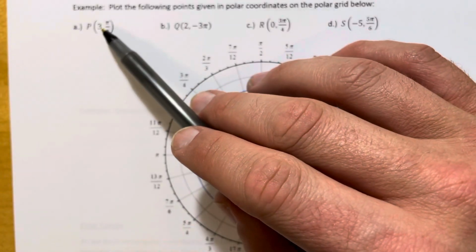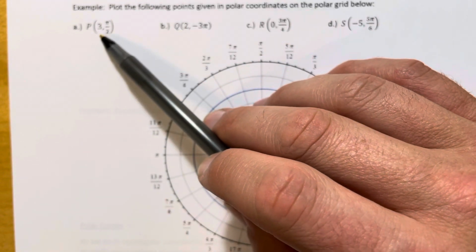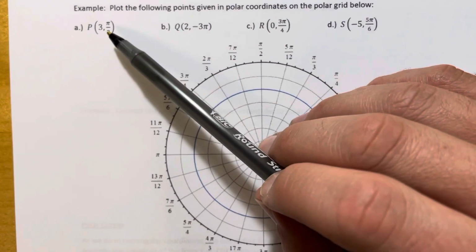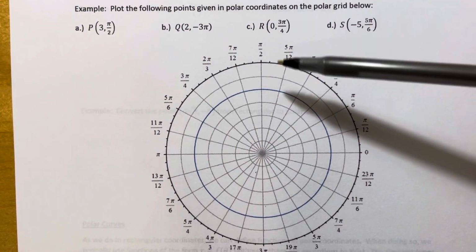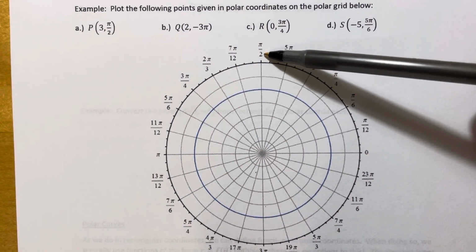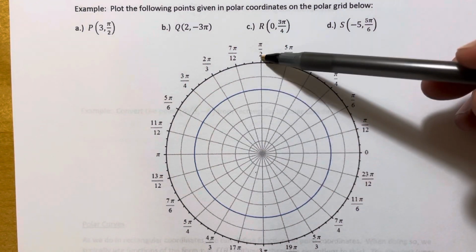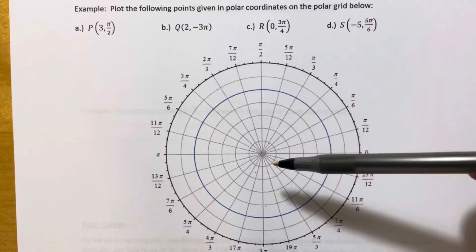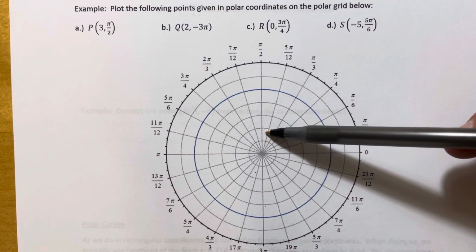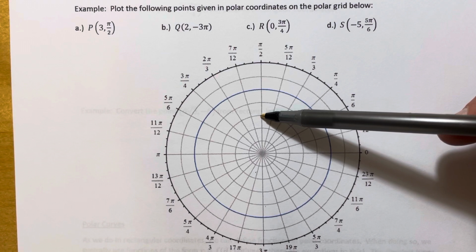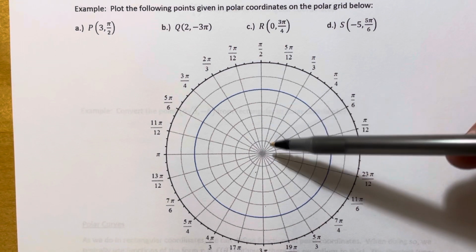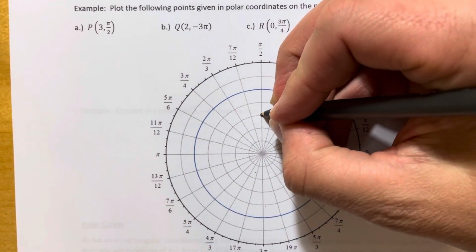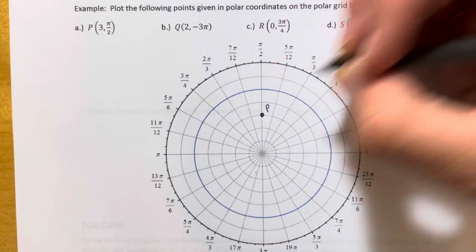So first example, I want to plot the point 3, negative 2. I think it's a negative 2, pi over 2. I would find the angle pi over 2. Notice it's labeled here. And I would align myself with that spoke, or that line. And then 3, I'm going to think of as 3 units along that line, which I use these concentric circles to count out. So 1, 2, 3. This right there is the point P.